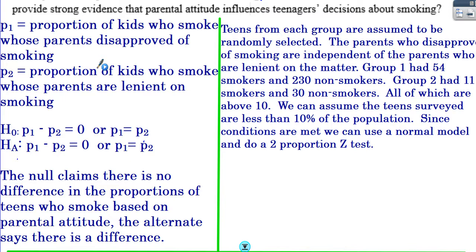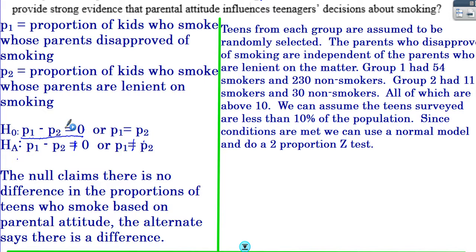Now again, is there a rule that says disapprove has to be first and then lenient has to be second? No. For this one, we are just testing, is there a difference? So that would be does not equal to. Forgot to put the slashes in there. I'm going to recommend that you write the HOHA like this, but occasionally you may see it written this way. Because if you think algebraically, I can add P2 to both sides, and that would just say P1 equals P2. So if you want to write them this way, that's fine.